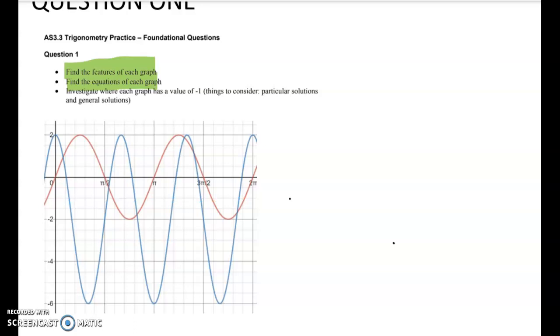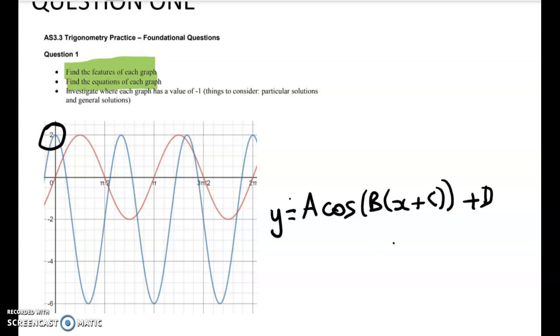I'm going to start by modelling the blue curve. Now the blue curve starts up here at the maximum, so if we choose a cosine graph for this, we're going to have a little bit less work. So we'll write this as y is equal to a cosine of bx plus c plus d. But we can start by seeing that we're starting at the maximum, so we've got no horizontal shift. That means that c is equal to 0.